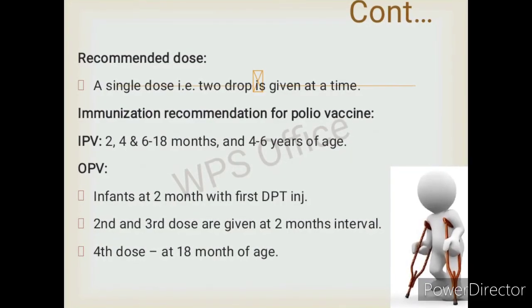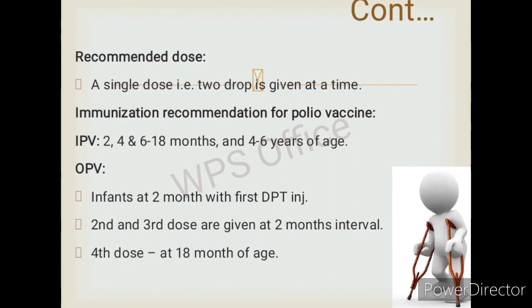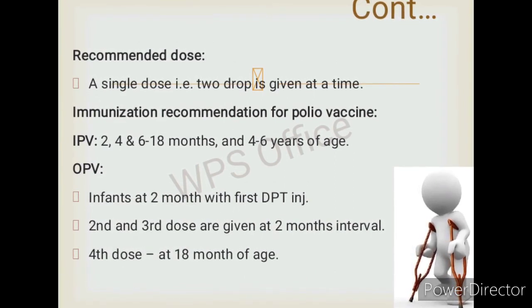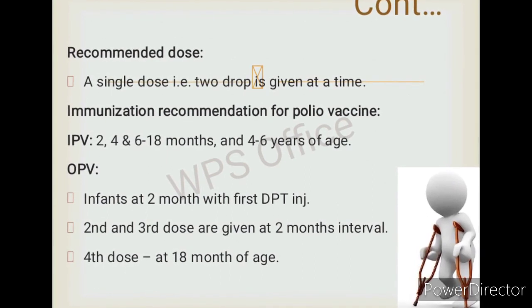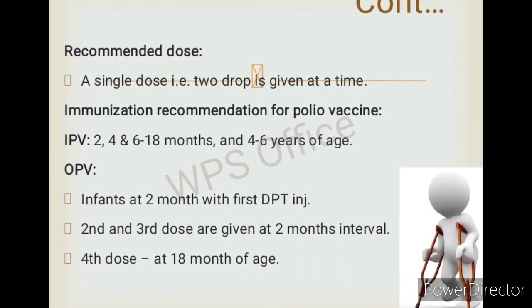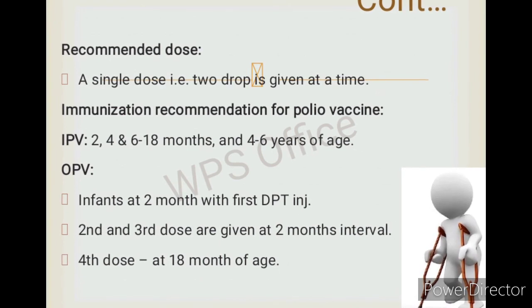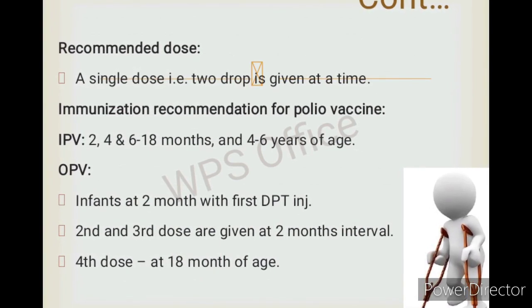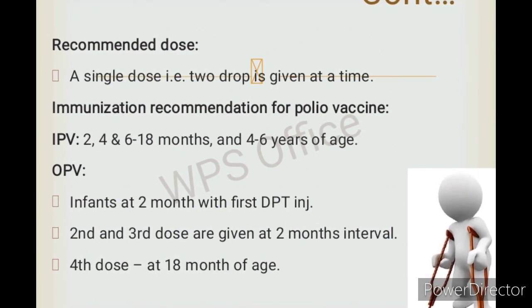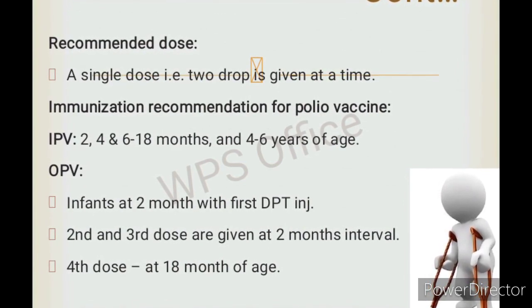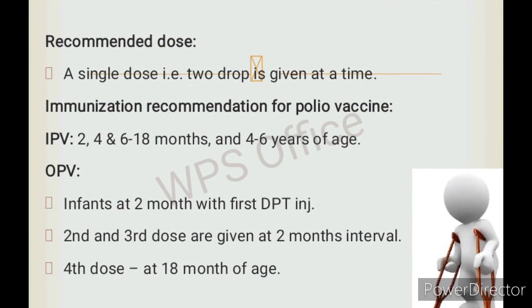So it is given in infants at 2 months. Then after that, at 2 month intervals, the second and third doses are given. Then the fourth dose is given at 18 months of age. And for the IPV, it is given at 2 months, 4 months, and 6 to 18 months, and after that at 4 to 6 years of age.